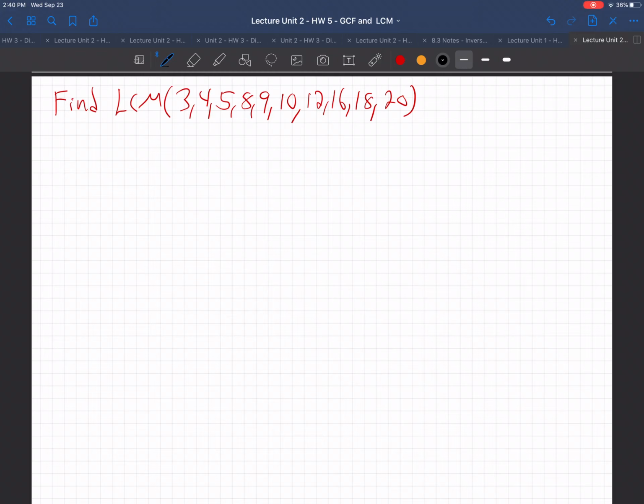Welcome to an example in which we're finding the LCM for a big group of numbers. For all those numbers, what's the LCM? Well, remember for LCM, what you have to do is step one, break down each number to the primes.